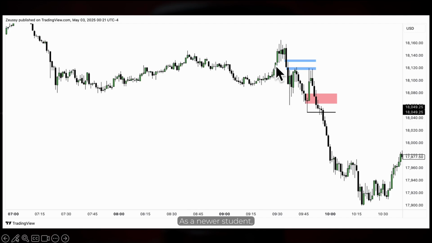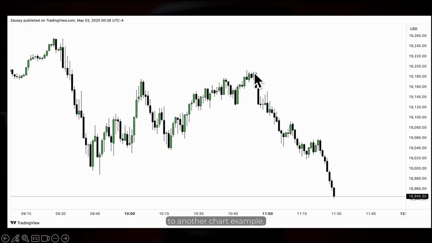As a newer student, I would suggest the idea of using a wider stop. But as a more experienced student that has already gotten a good understanding of balanced price ranges, you should be able to understand why this gap was allowed to be left intact, and you understand why that is actually the invalidation level for this idea, meaning you don't want to see the market trade into that gap.